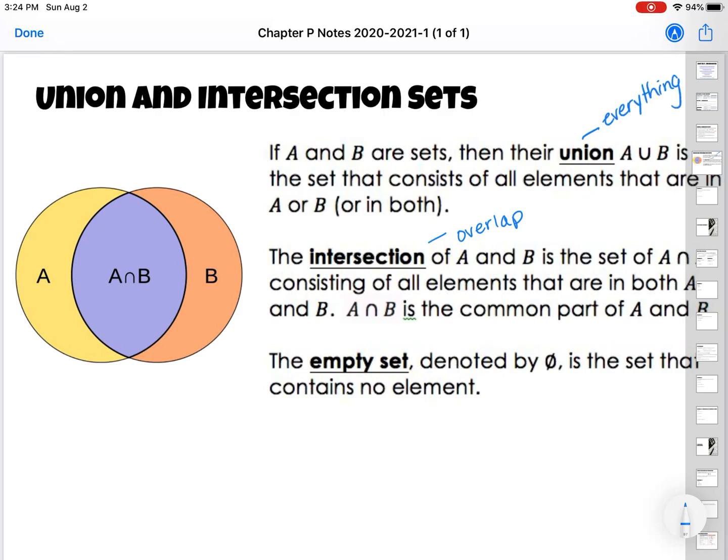And then we have something called the empty set, and that's that circle with a slash that you likely used for no solution. What that means is there are no numbers inside that set. So the empty set contains nothing. It contains no elements at all.